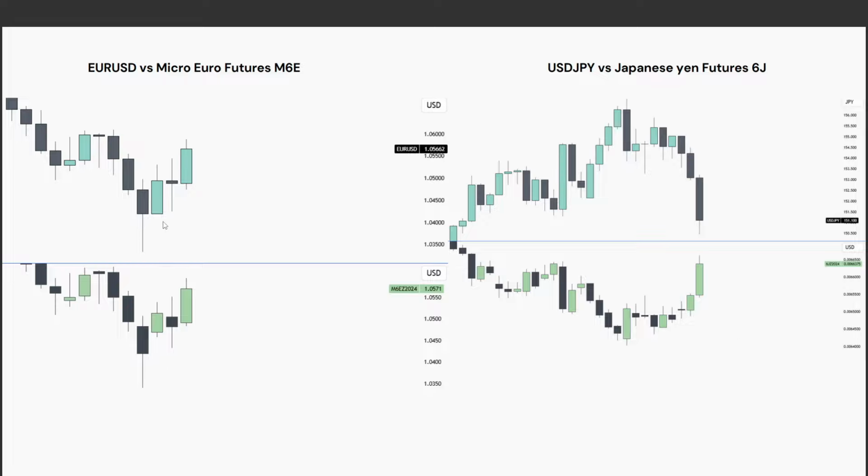Like for example, you will pull up the Euro USD chart and you will execute it on this futures chart, which is the M6E. And for the Japanese yen, if the USD JPY is trending downwards, then you can long the futures of it. And if it is moving upward, you can short the futures opposite to it.